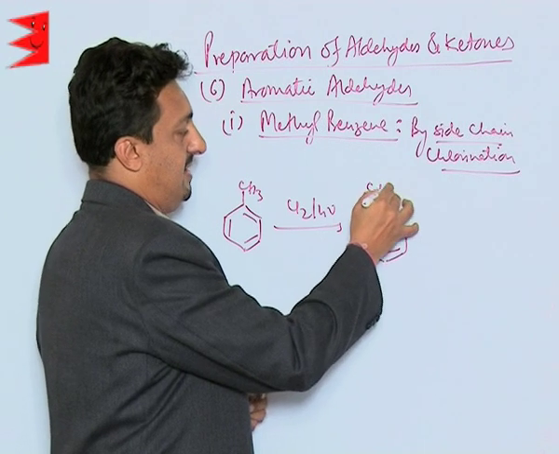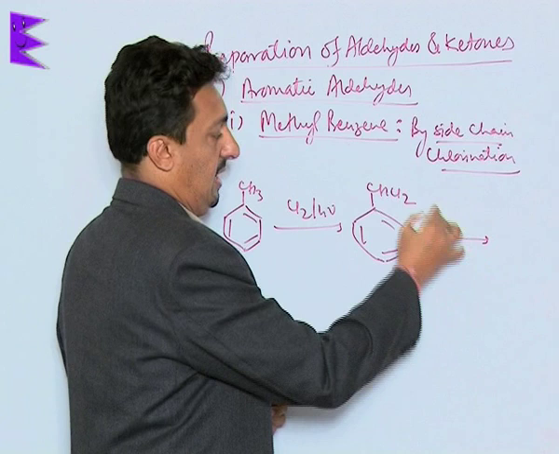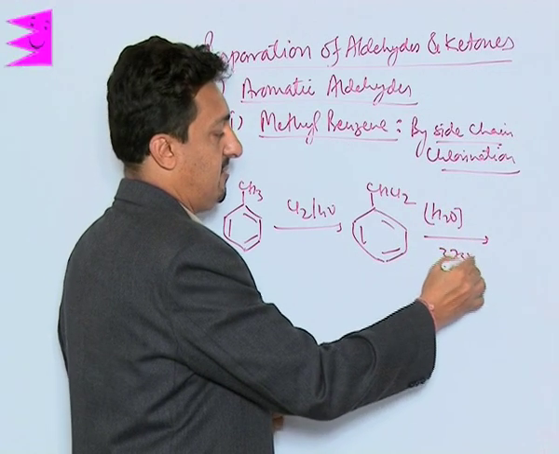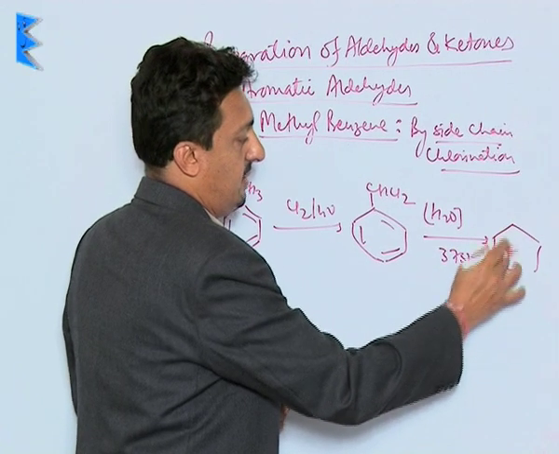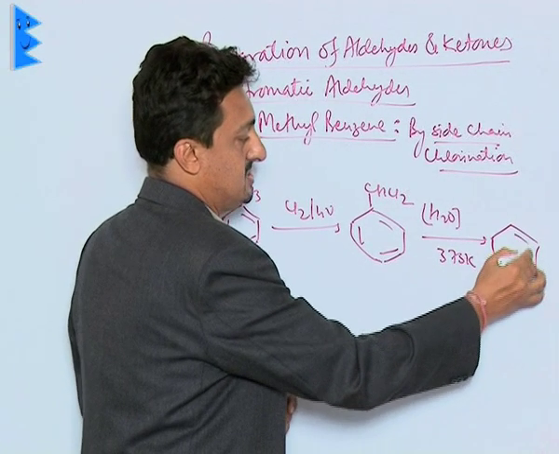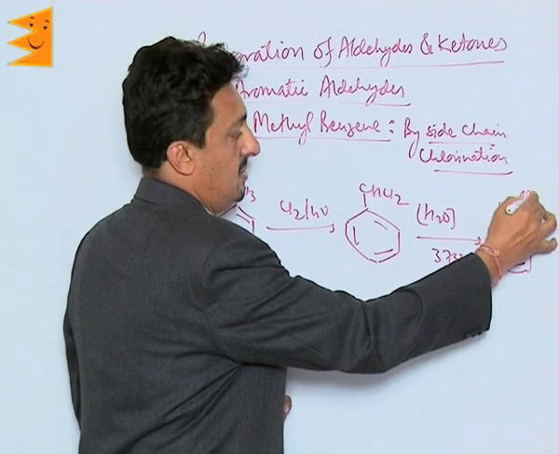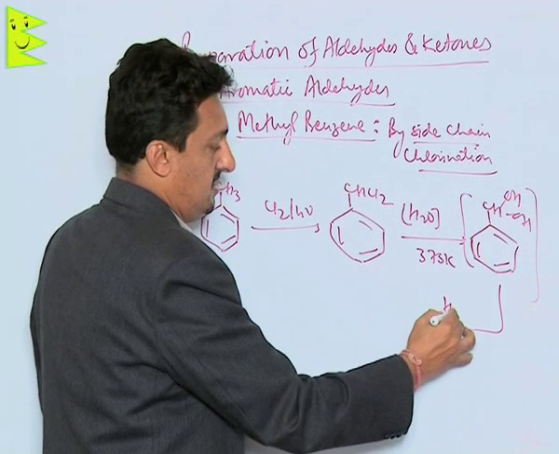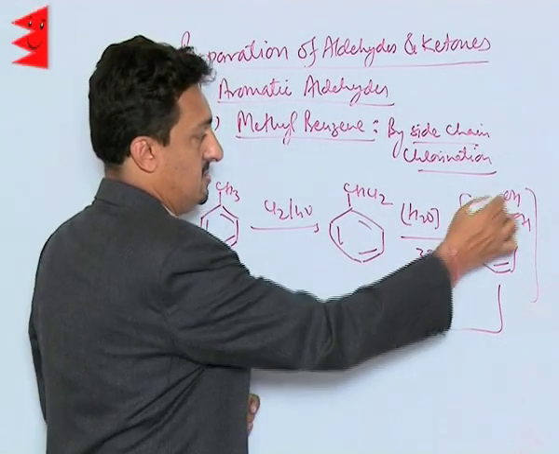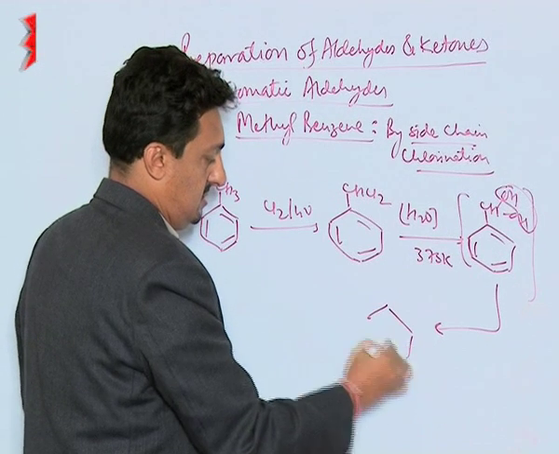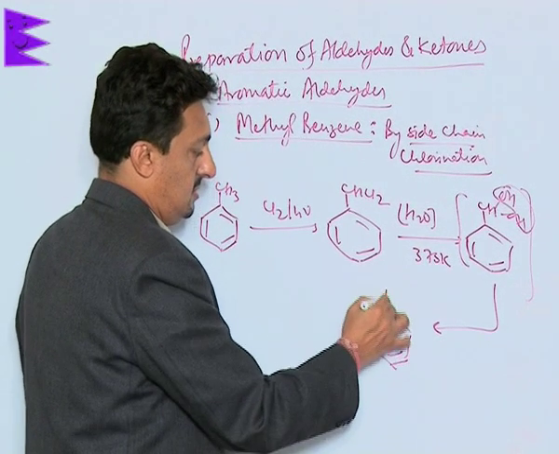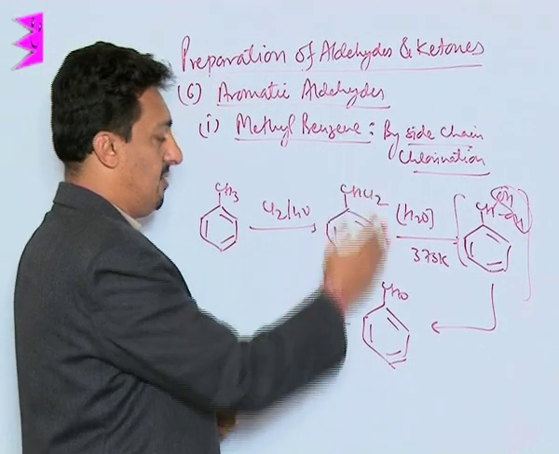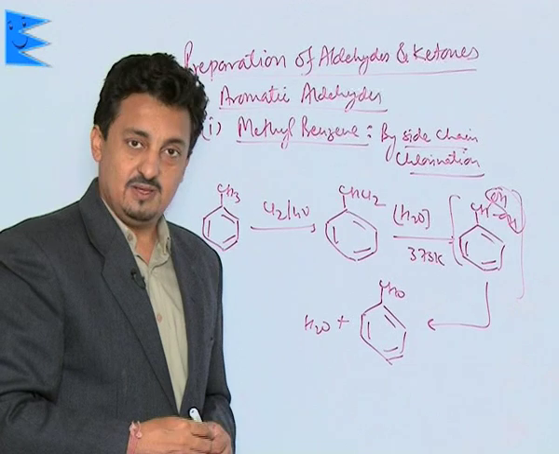What we get is CHCl2, and then we will do its hydrolysis at around 373 Kelvin, which is going to give us what? 2 OH groups on the same carbon, like this. So this is an intermediate which is going to give us, with the loss of 1 water, benzaldehyde. So toluene by side chain chlorination can also give us benzaldehyde.